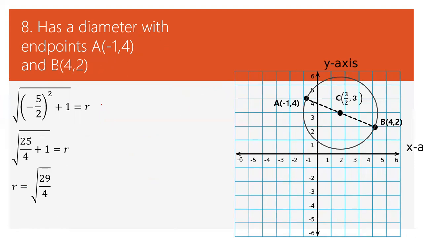Let's continue. -5/2 times -5/2, that's 25/4 plus 1. So the square root of 25/4 plus 1 is equal to r. Then let's combine this. 25/4 plus 1, that's 29/4. So our radius is equal to the square root of 29/4.